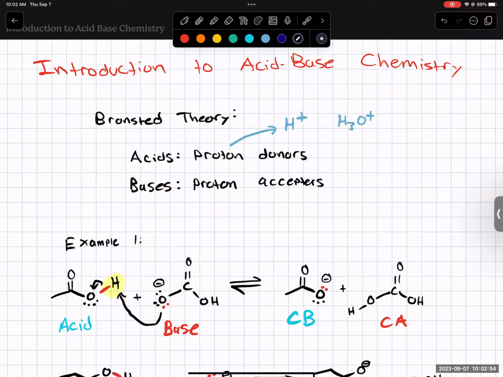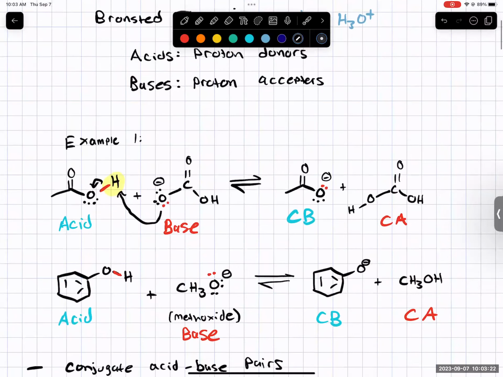And so when we look at example one, we can see that the yellow highlighted proton is removed by the base on the right next to it. So this is bicarbonate. These electrons form a bond to this hydrogen, and that proton breaks this bond here, and those electrons go onto the oxygen. All right. So that's just a simple proton transfer reaction.